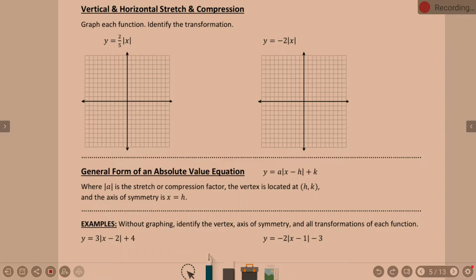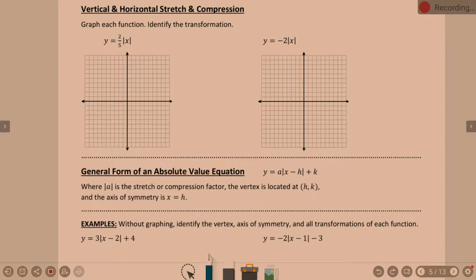What's different here? Fractions. Okay, threw in some fractions. And the absolute value. Absolute value of x. What is there not on this one? There's no plus or minus.